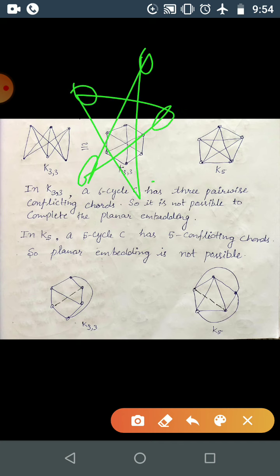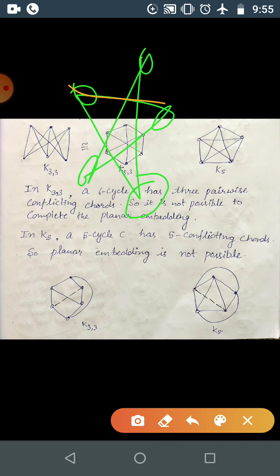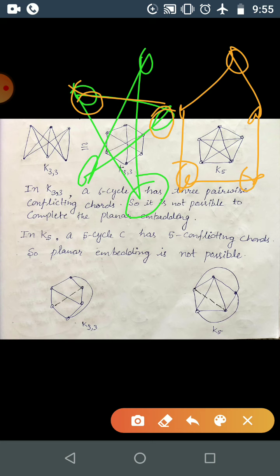This one is also C5, but if you will open this and then twist this one, you will be getting a C5. Correct? So where this vertex is this one and this vertex is this one. Correct? And this edge is this one. Okay, this vertex is this one, and so on.